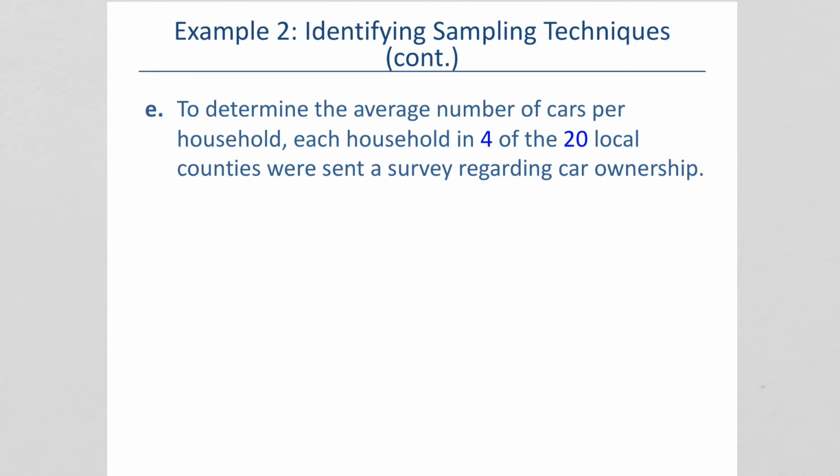To determine the average number of cars per household, each household in 4 of the 20 local counties was sent a survey regarding car ownership. So it's divided into 20 local counties, but every household is sent this survey. So this is a cluster sample.